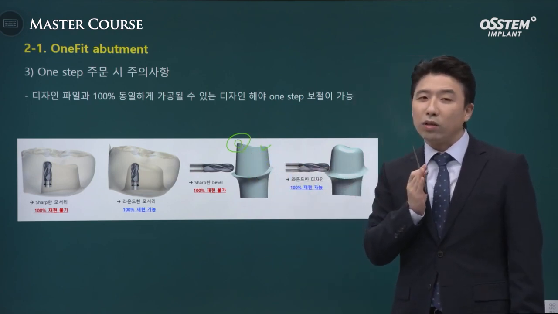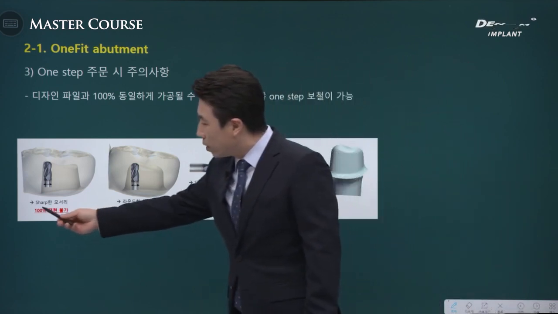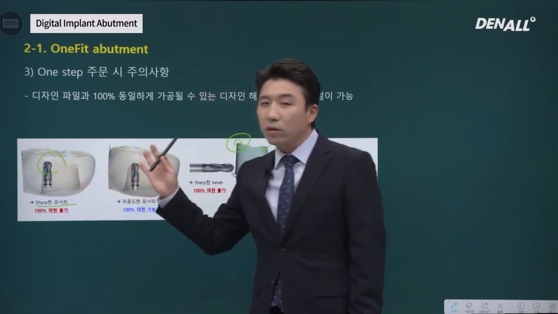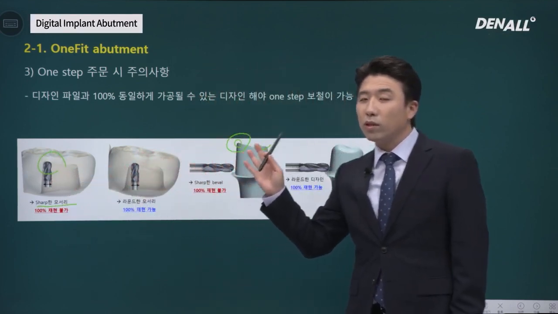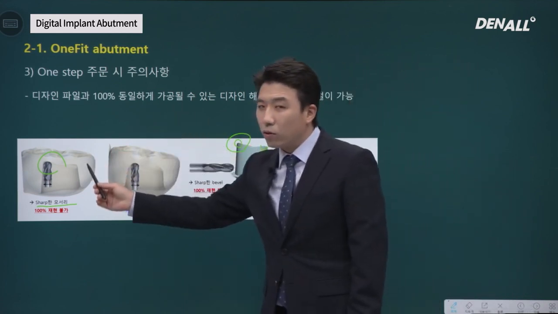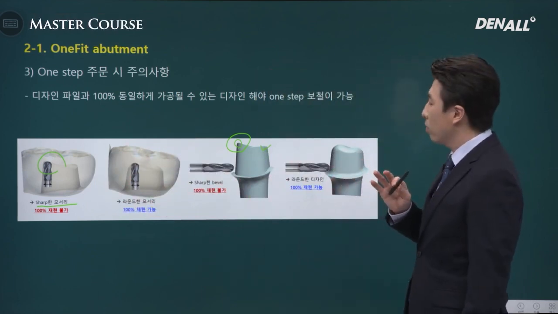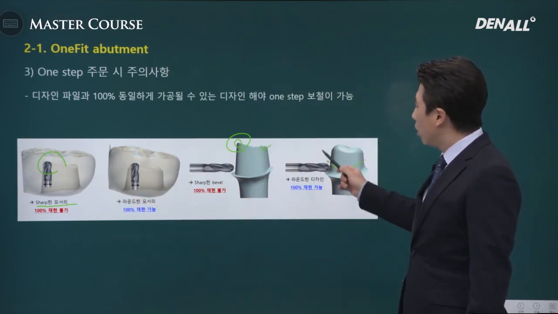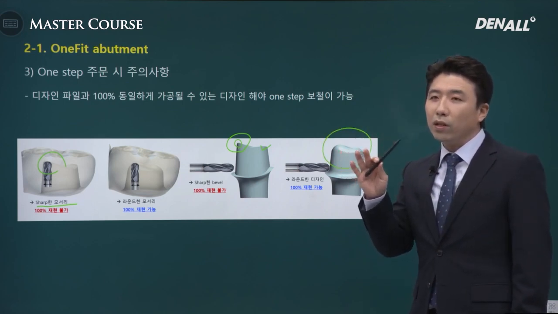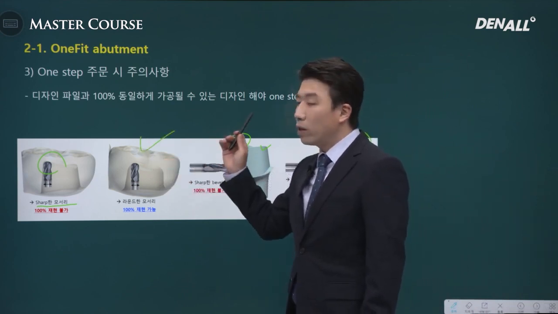If it has a sharp edge, the tip of the burr in the milling machine will not be able to access it. The crown that goes on top of the abutment will not fit properly. When we design an abutment, we need to make it round in order to make the crown fit properly. That is a very important issue.